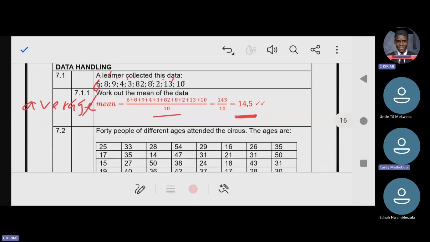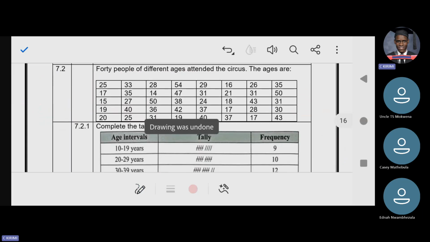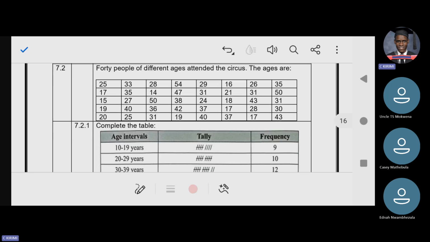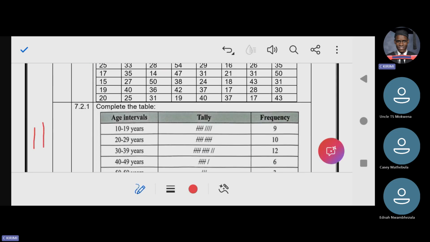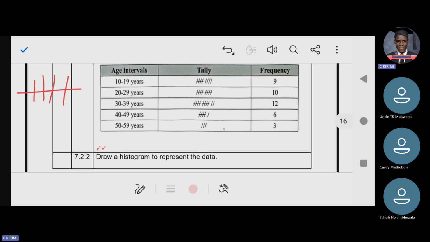Then 40 people of different ages attended a circus. Those are the ages. Complete the tally, like what we're doing. If the age is from 10 to 19, we said 1. When you put a tally, it's 1, 2, 3, 4, then the fifth one, you cross. You slash it. Yes, that's correct. So that is the tally.